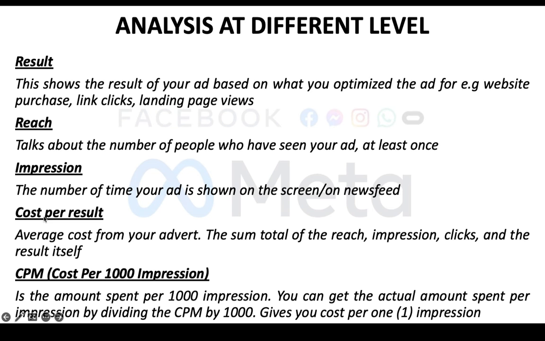CPM, we've checked cost per result. So CPM is cost per 1000 impression. CPM is the amount spent per 1000 impression. So it means this is the amount we are going to charge you for every 1000 impression. You understand? So you can get the actual amount spent per impression by dividing the CPM by 1000. That gives you cost per 1 impression.